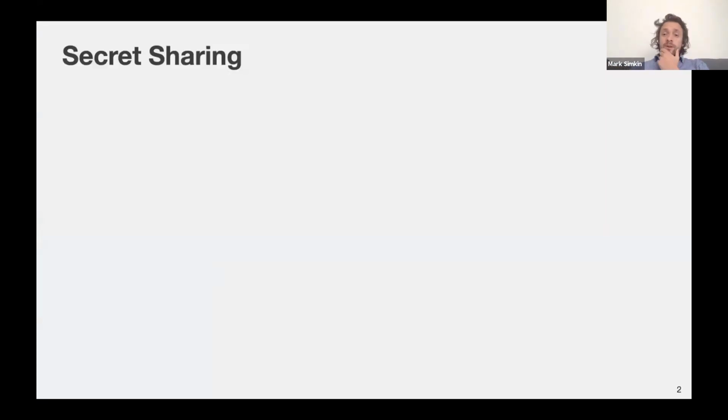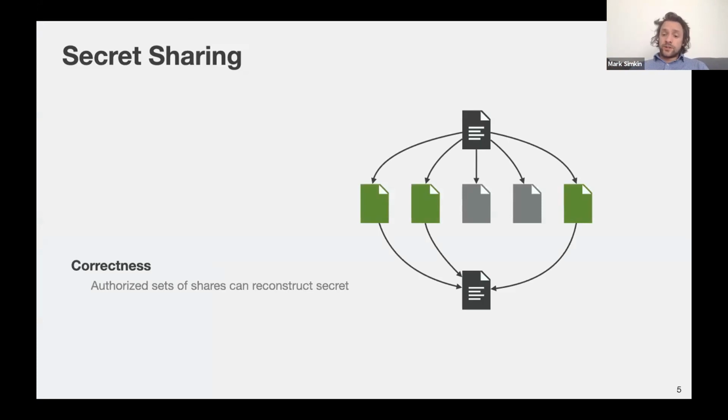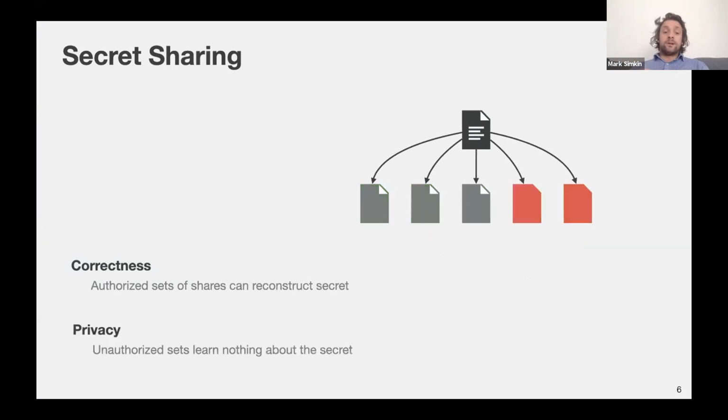So what is a secret sharing scheme? In a secret sharing scheme, we basically have some bit string here represented as a small file, and we would like to split this file into a bunch of shares. These shares should have the property that certain subsets of those shares should be able to reveal what was the originally secret shared file or bit string. But some other subsets should not reveal any information whatsoever about the secret shared bit string.